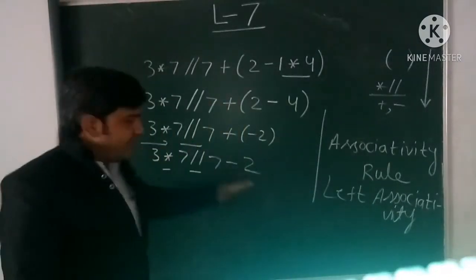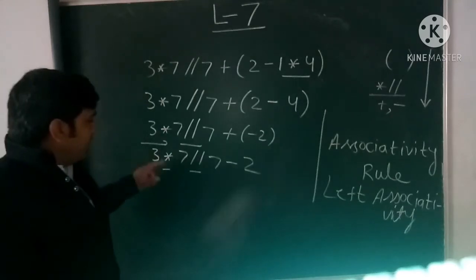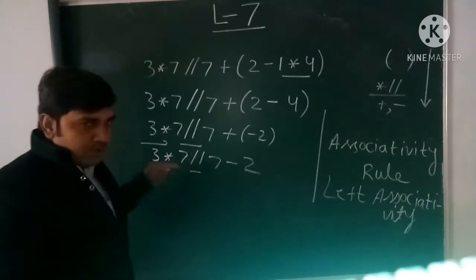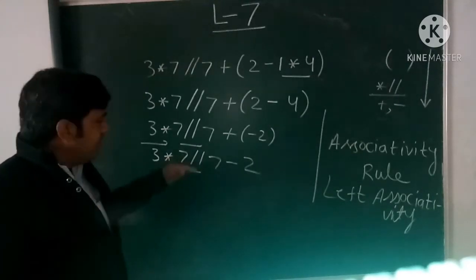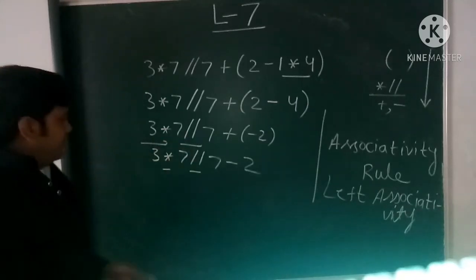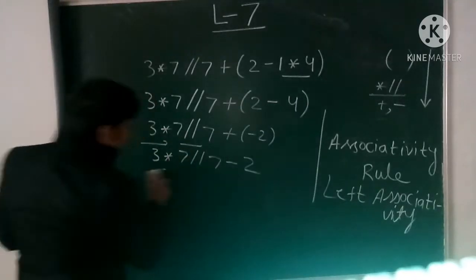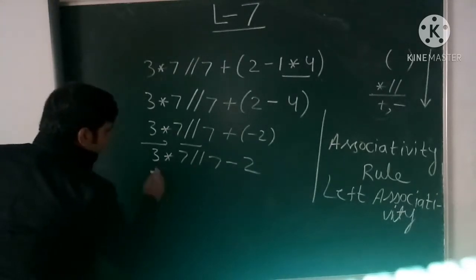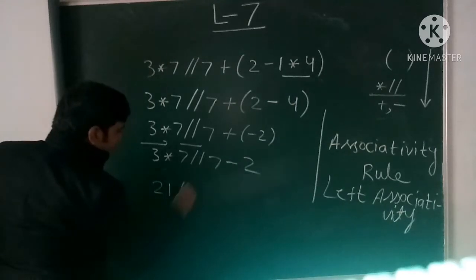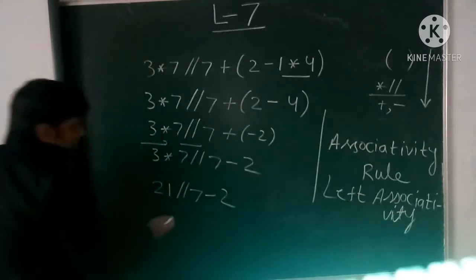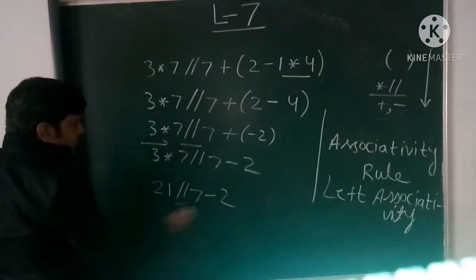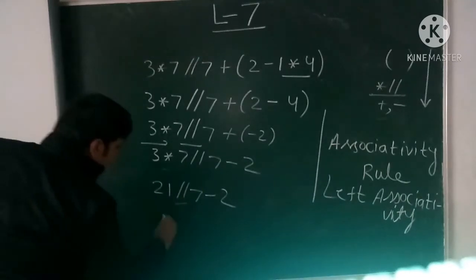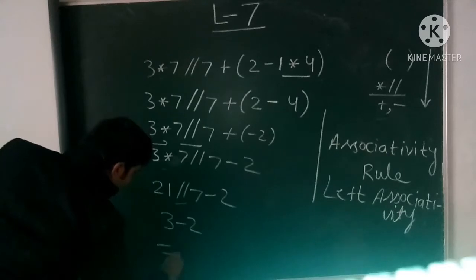This means while going from left to right in the expression, of the operators having the same priority, the one encountered first will be removed first. When you move from left to right, we encounter multiplication first and after that division. So first we remove the multiplication: 3 times 7 is 21, floor division 7, minus 2. Now the division has higher priority than subtraction, so 21 floor divided by 7 is 3, minus 2, finally 1.